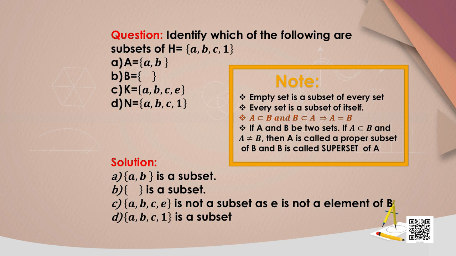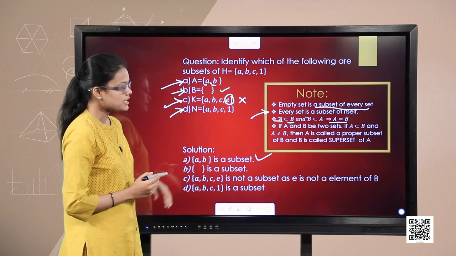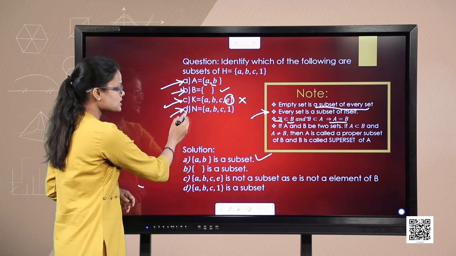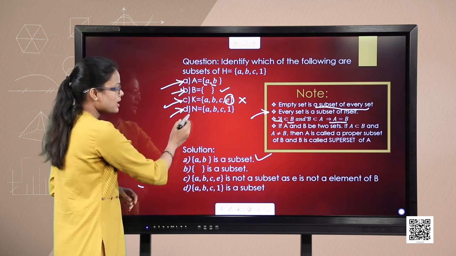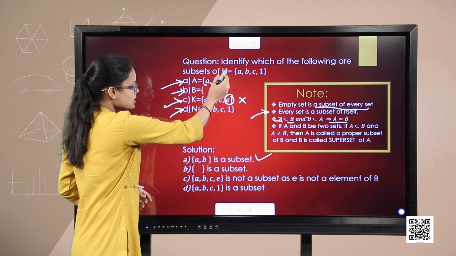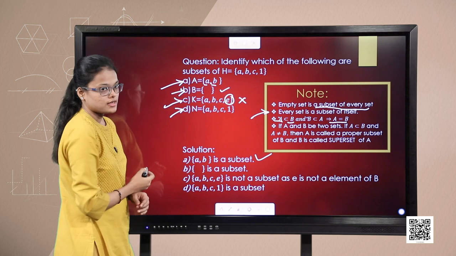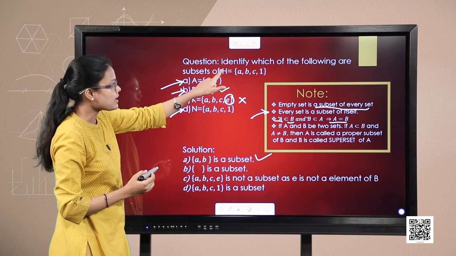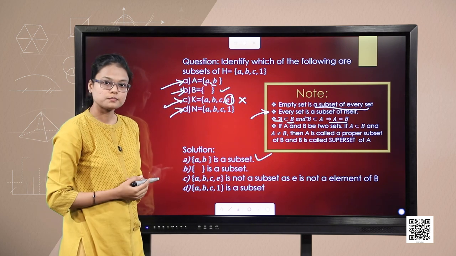The third point states, if A is a subset of B, that means every element of A is in B, and B is a subset of A, that is every element of B is in A, then this implies that A is equal to B. The example is in front of you. You can see this part D. N is a subset of H. Also, H is a subset of N. And yes, we can see N and H are equal sets.